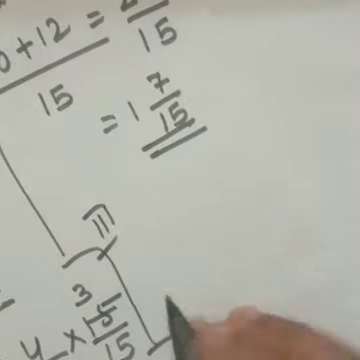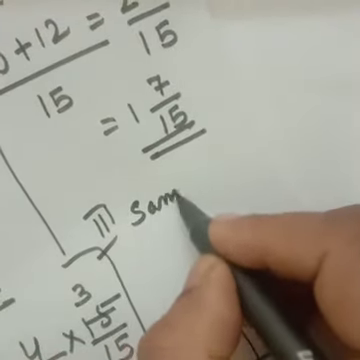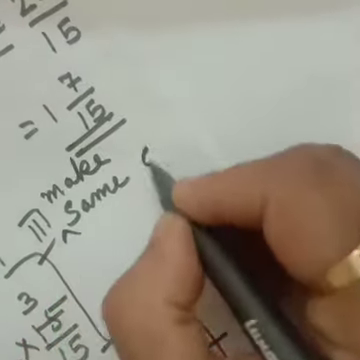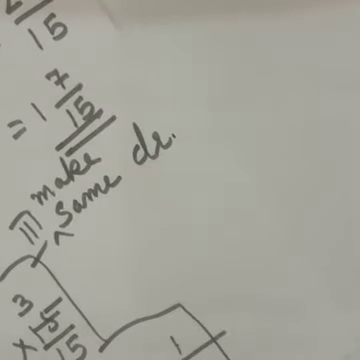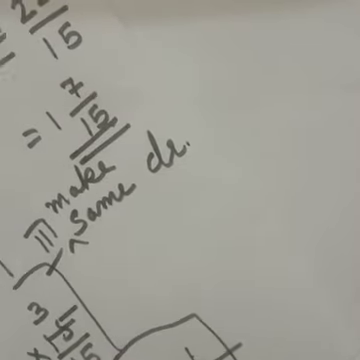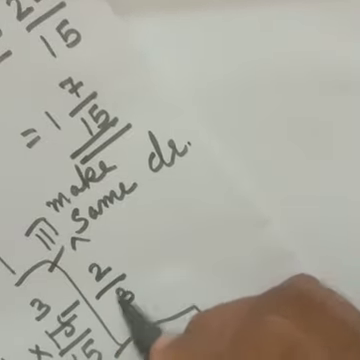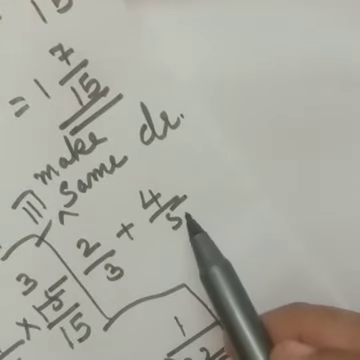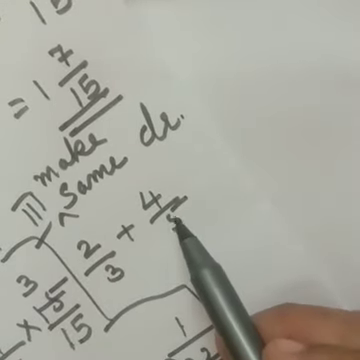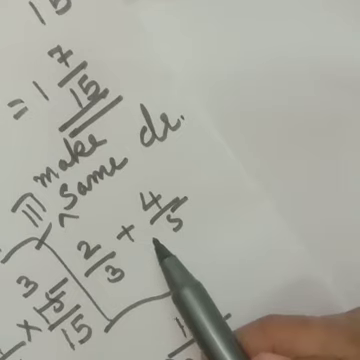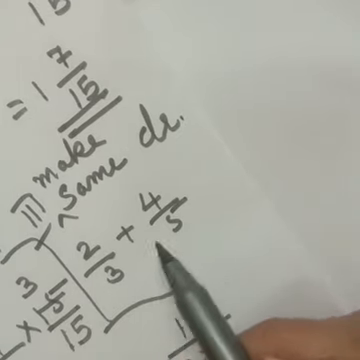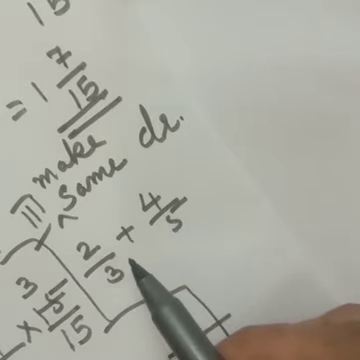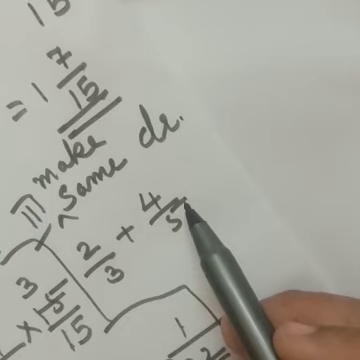Third one is make same denominator. Make same denominator, that is also one method. Question is 2 by 3 plus 4 by 5. 3 table and 5 table. Which number is coming common, the least number? Which is the first number coming common in 3 table and 5 table? That is 15. In the 3 table 15 is coming, in the 5 table also 15 is coming.